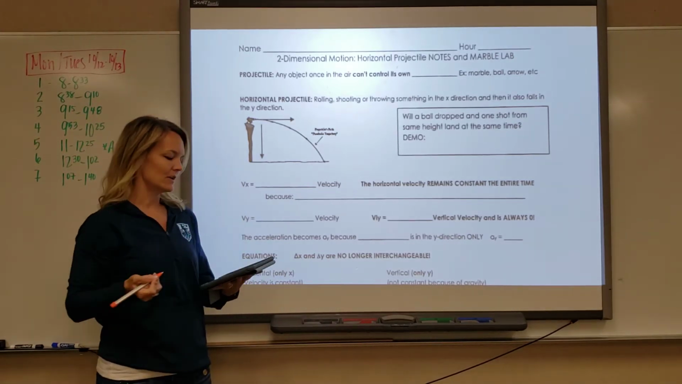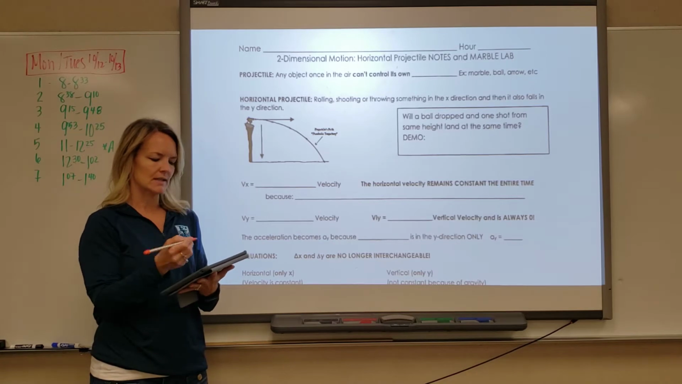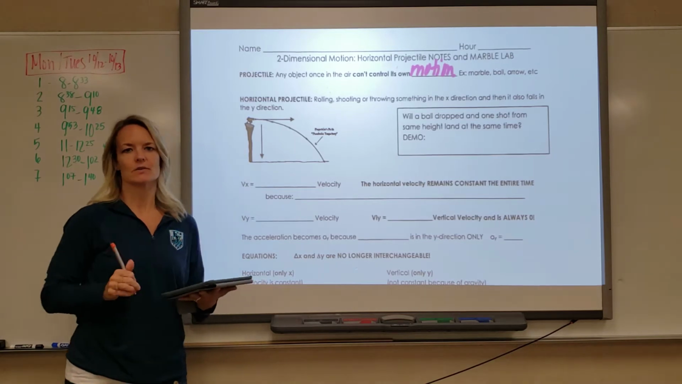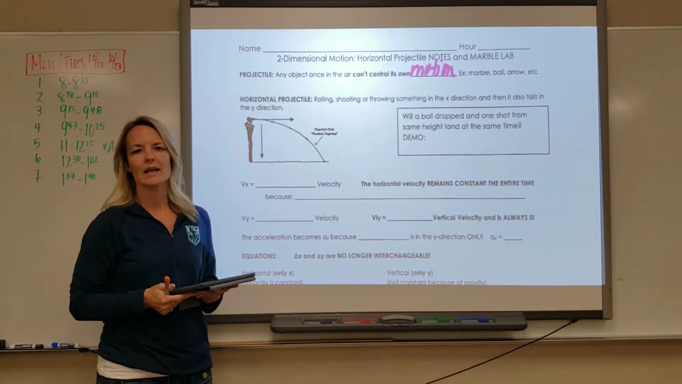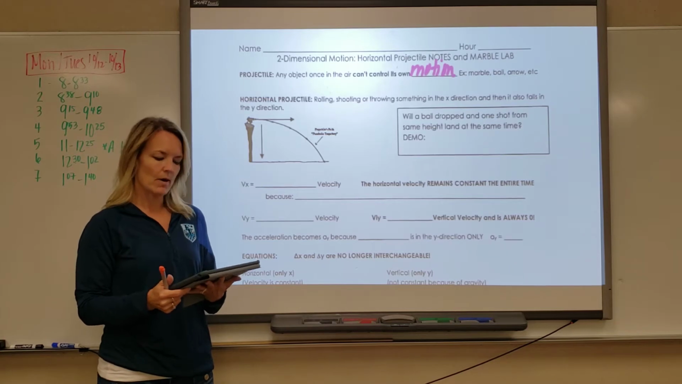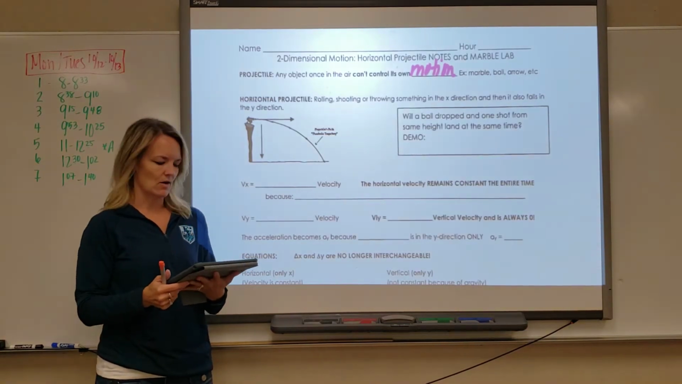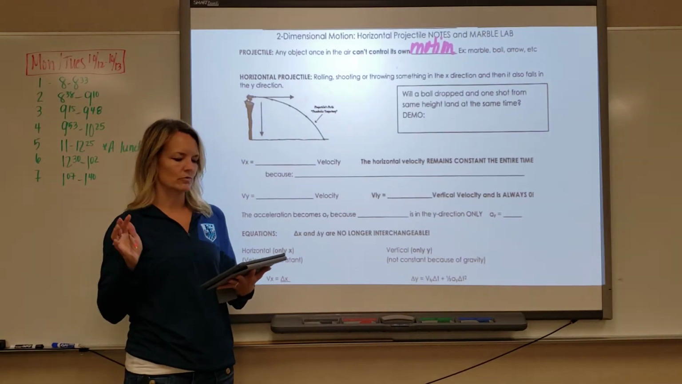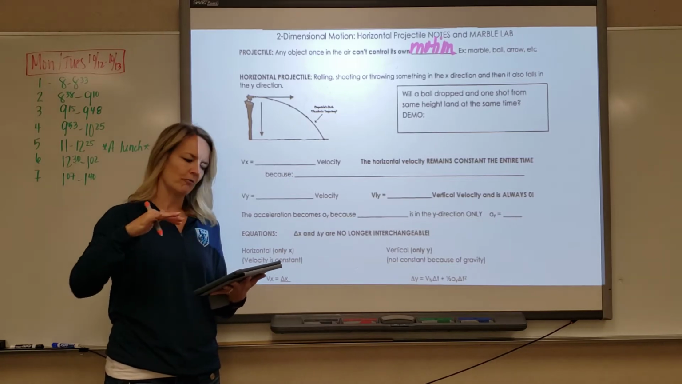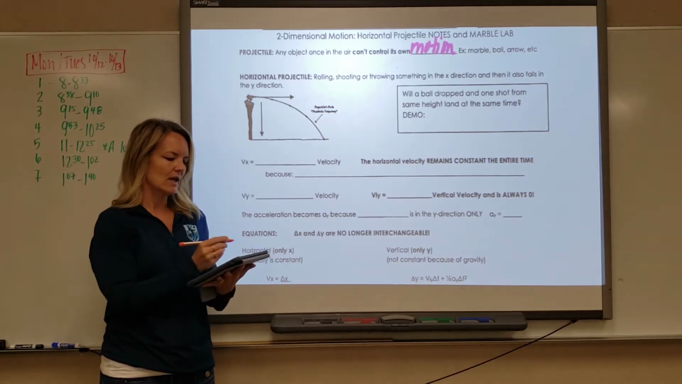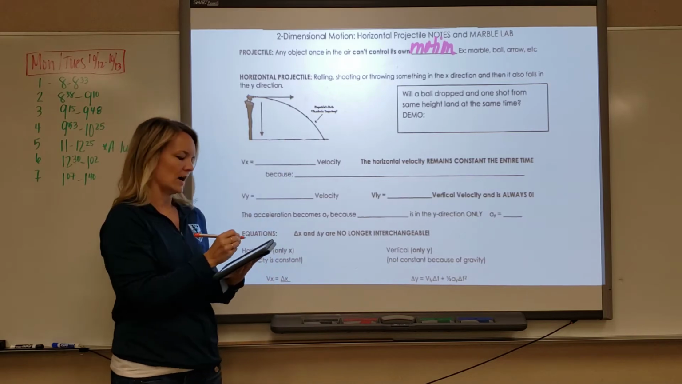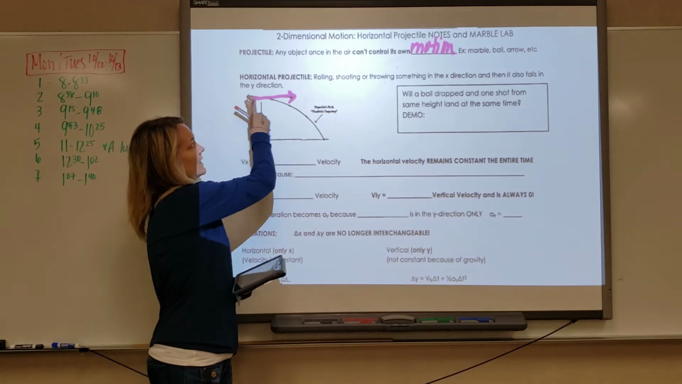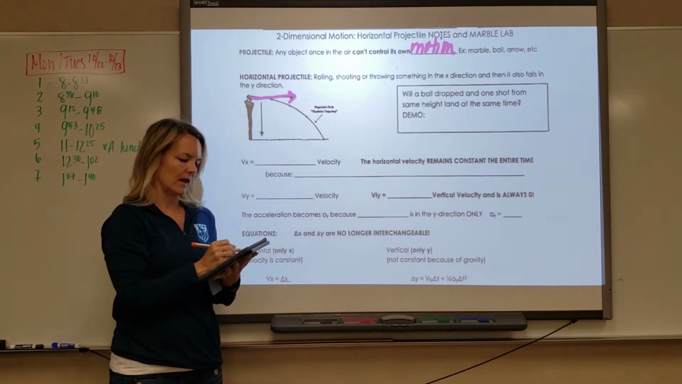The first thing, a definition of a projectile: any object once in the air can't control its own motion. So it cannot be controlled. So something like a ball, when you throw it in the air, it then falls because of gravity. A marble, an arrow, a bullet, any of those things are examples. So a horizontal projectile is one which you roll, shoot, throw, anything like that, giving it a force in the x direction. So it kind of pushes in the outward direction. And then because gravity starts to affect it, it starts to pull it down in that half parabola shape.